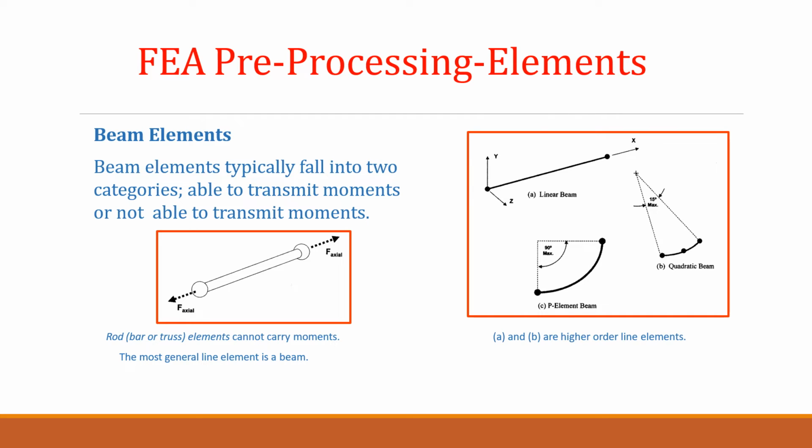In considering the beam elements, the beam elements typically fall into two categories. One is able to transmit moments and the other is not able to transmit moments. That is the simplest way of considering a beam element.